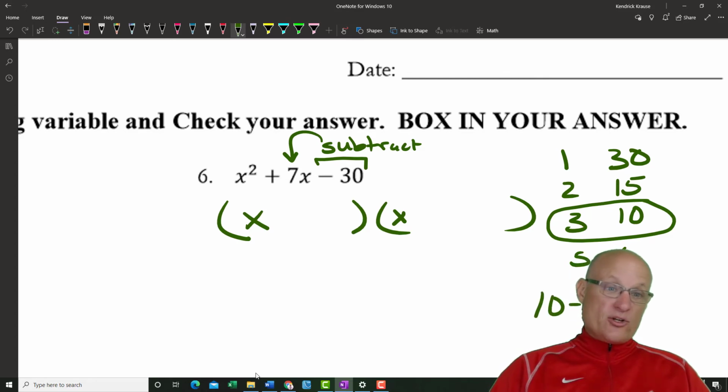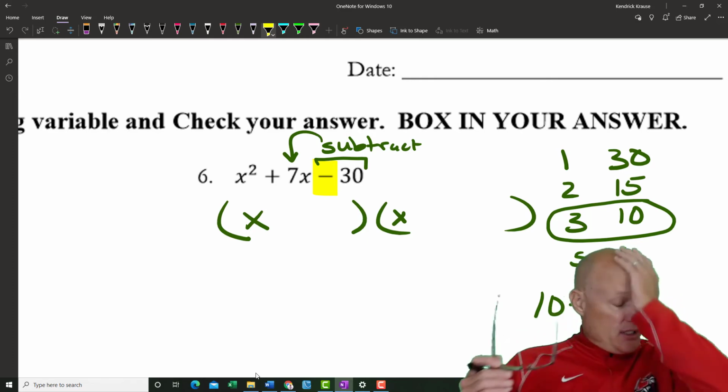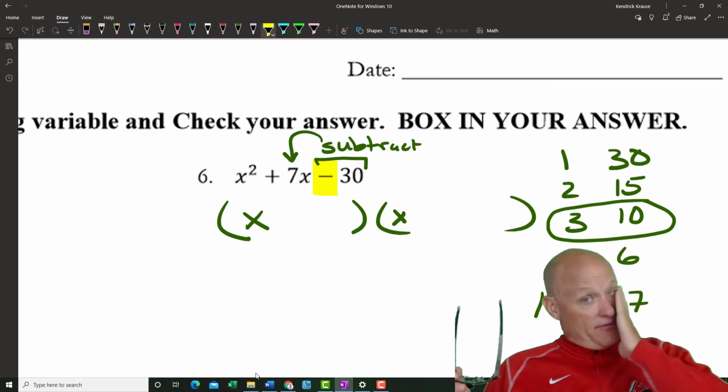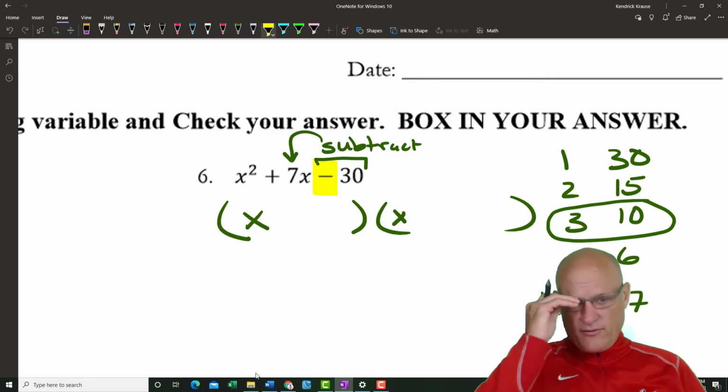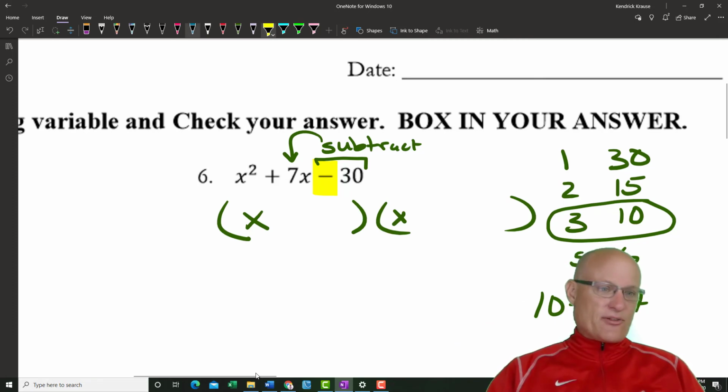Now, I need you to understand that you're subtracting because this is a minus. So we're going to subtract two numbers that give you 7, but when you multiply them together, they give you 30. It's actually negative 30. So I know we're going to have 3 and 10.